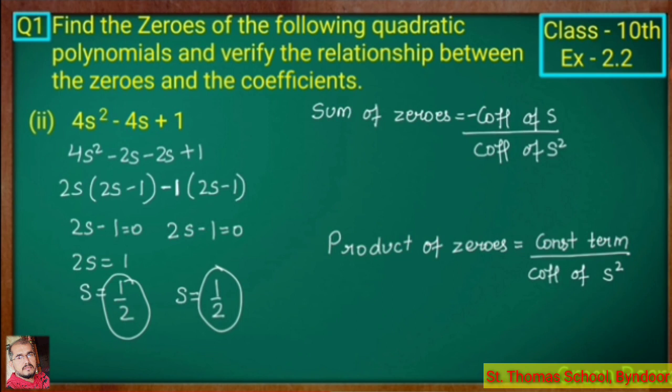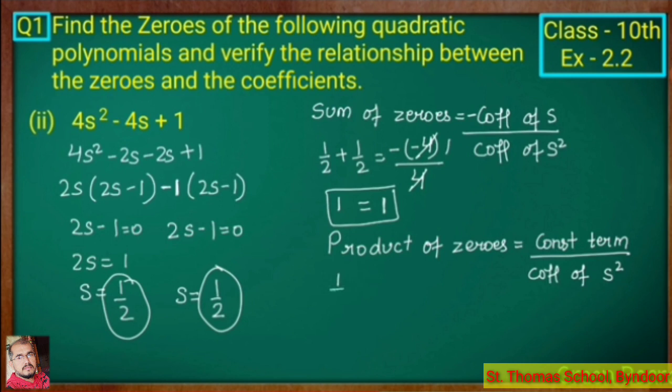Now we have to verify it, using the sum of the zeros and the product of the zeros. Sum of the zeros equals minus coefficient of s divided by coefficient of s square. So 1 by 2 plus 1 by 2 equals minus of minus 4 divided by 4, since the coefficient of s is minus 4 and the coefficient of s square is 4. Minus into minus is plus, and the 4s cancel, so the answer is 1. So 1 equals 1, and the sum of the zeros is verified.